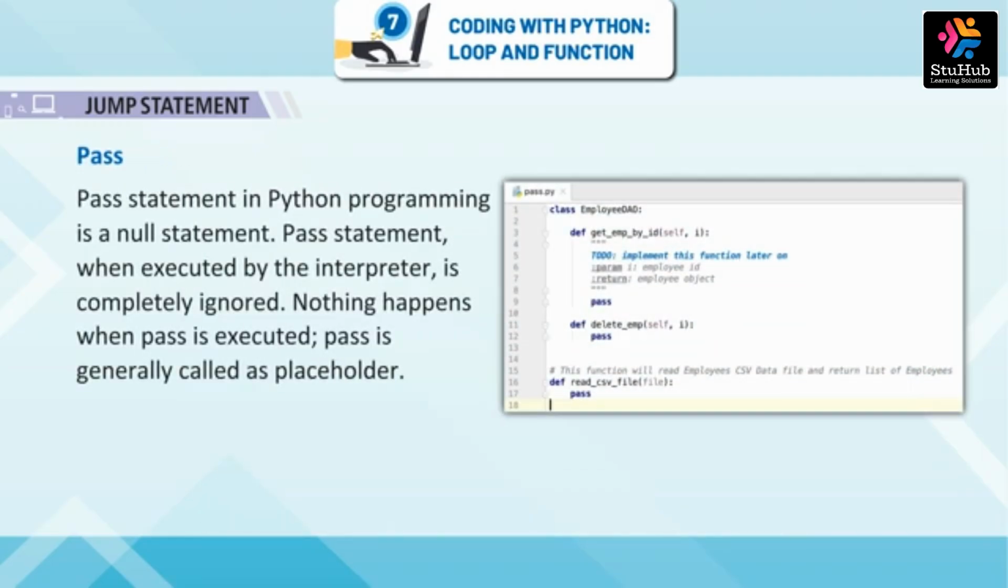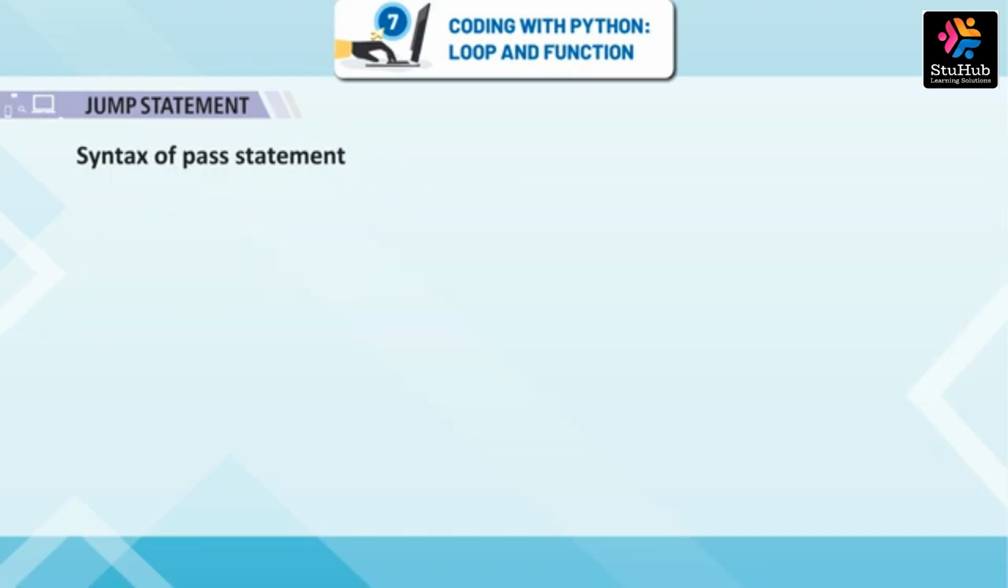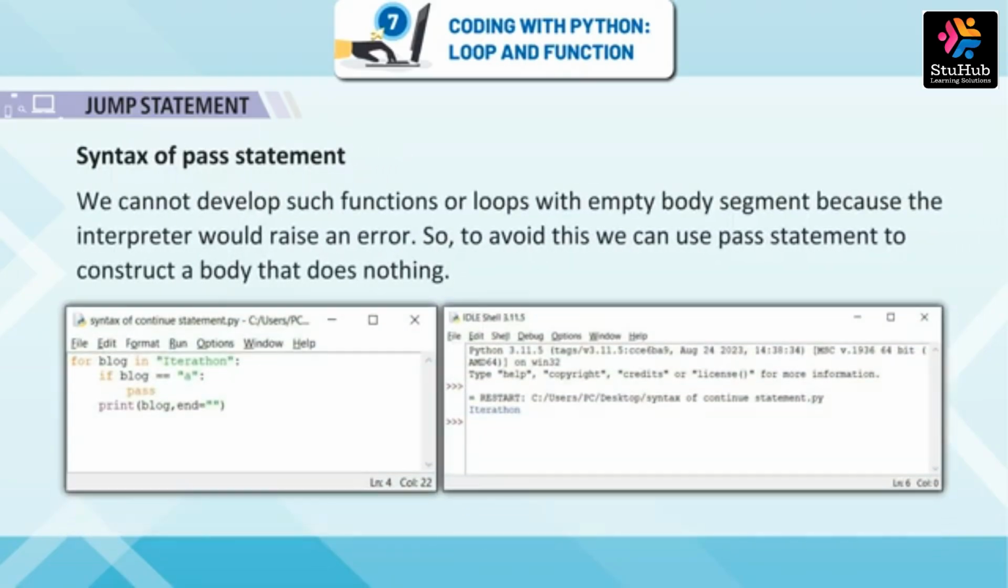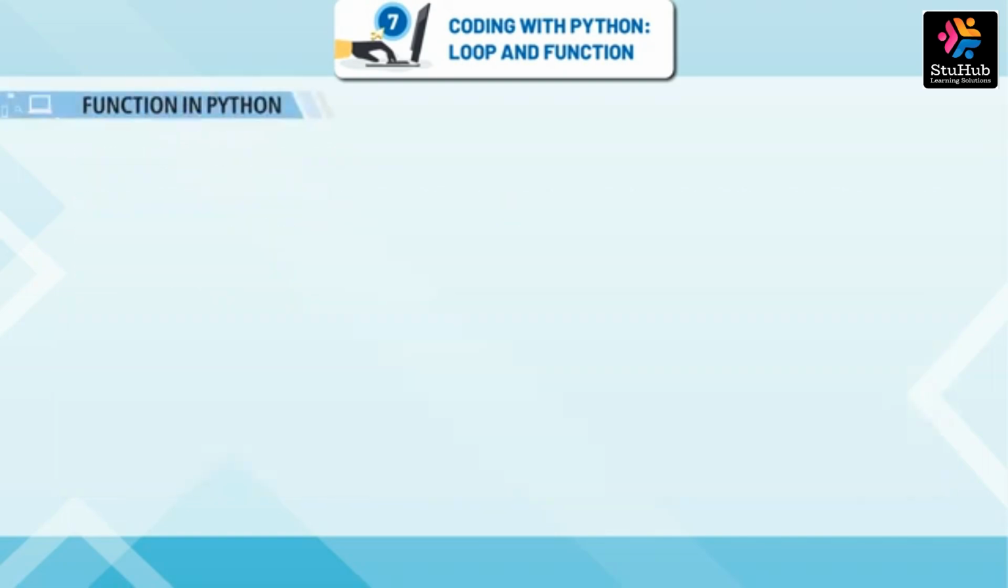Pass. The pass statement in Python programming is a null statement. When executed by the interpreter, the pass statement is completely ignored. Nothing happens when pass is executed. Pass is generally called a placeholder. Syntax of pass statement. We cannot develop such functions or loops with an empty body because the interpreter would raise an error. So to avoid this, we can use the pass statement to construct a body that does nothing.